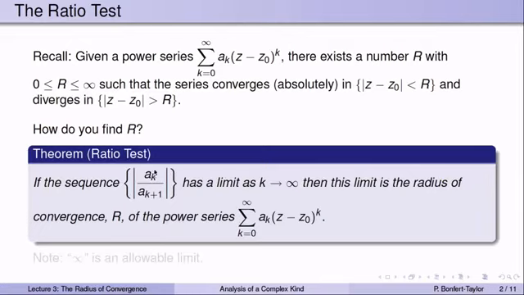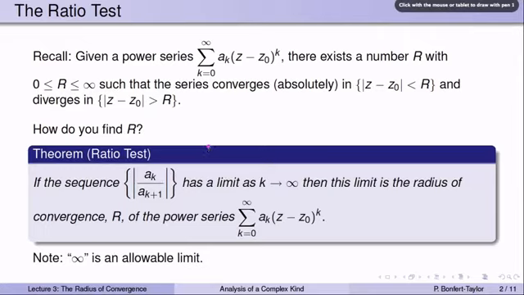If the sequence of quotients, a_k divided by a_(k+1), has a limit, then this limit is the radius of convergence of the power series. This theorem, called the ratio test, does not say that necessarily the sequence of quotients of successive coefficients has a limit. It just says, if that sequence has a limit, then that limit is the radius of convergence of the power series. So let's look at some examples.